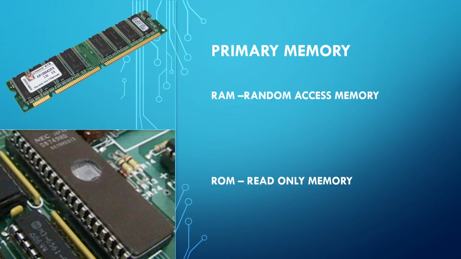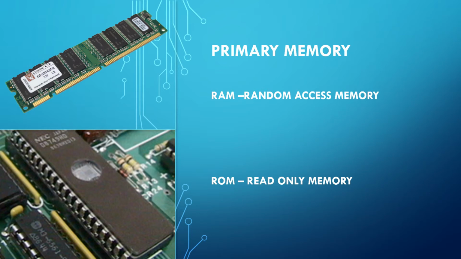The primary memory is also known as the main memory or the internal memory. The primary memory is directly accessible to the CPU. The CPU reads the instructions stored in the primary memory and executes them when required. The primary memory can be divided into two parts, RAM and ROM. The first one is RAM. RAM stands for Random Access Memory. It is a read-write memory. The information can be read and written onto RAM.